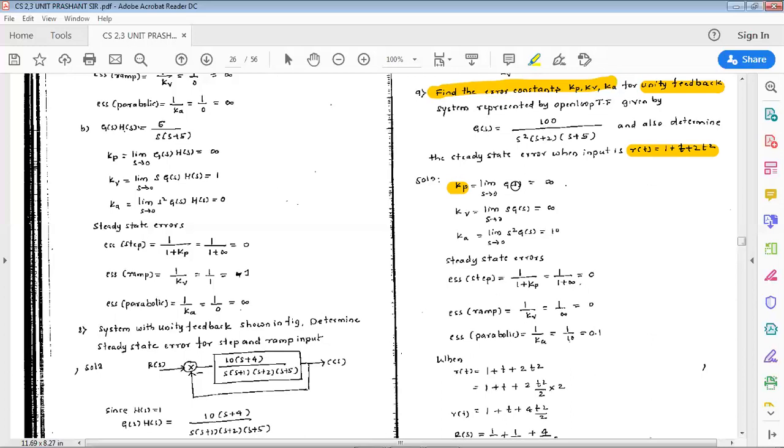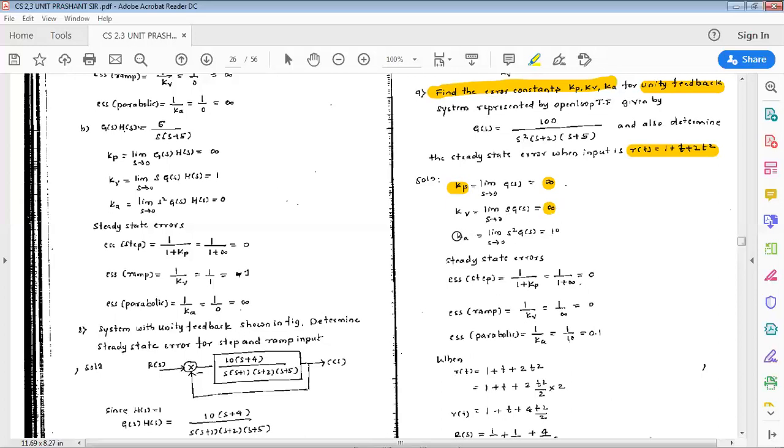Substitute the value of G(s) here. Since there is an s square term in the denominator, if I apply the limit as s tends to 0, the whole thing results in 100 by 0 into these factors, which results in an infinite value. Similarly, we have the formula to find Kv also, that is limit s tends to 0, s into G(s). If you substitute the G(s) value here, this s and s square in the denominator will get cancelled. So one s term remains in the denominator, which as s equals 0 results in infinite again.